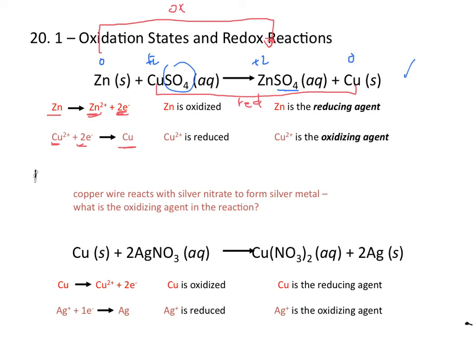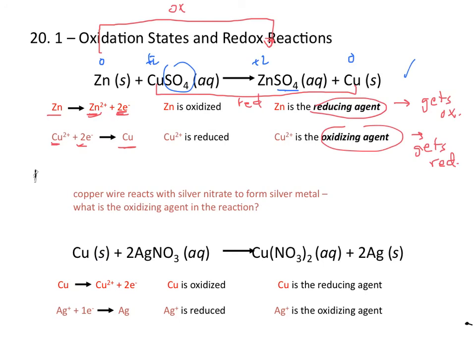Now that we've seen this and we've established what our two half reactions are, we can also identify the reducing and oxidizing agents. Remember that the reducing agent is the thing that gets oxidized. So if zinc is oxidized, then it's the reducing agent. Same idea with the oxidizing agent. It gets reduced. Copper goes from Cu2+ to Cu0. There's definitely a reduction there. So it is the oxidizing agent.